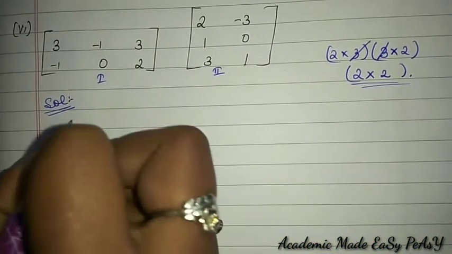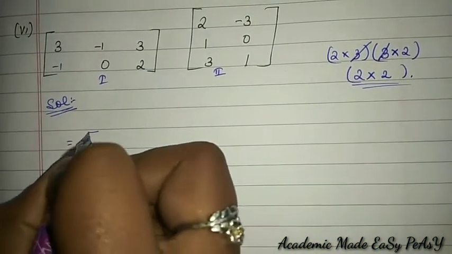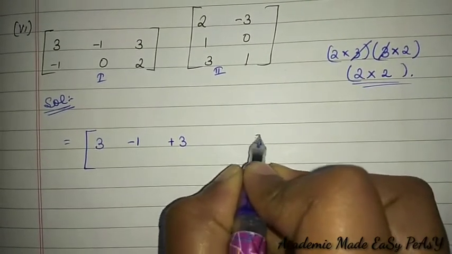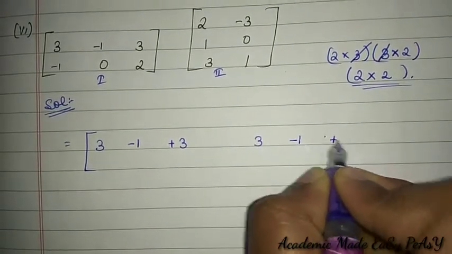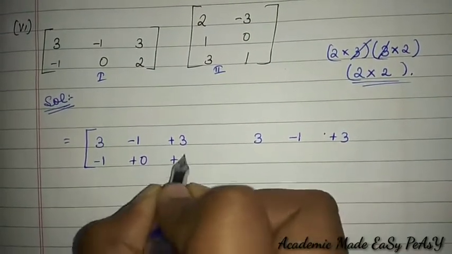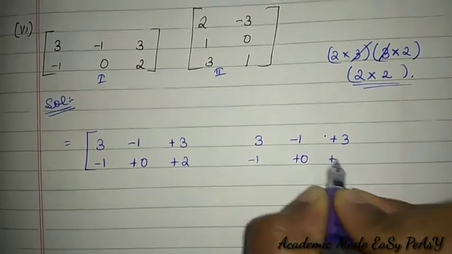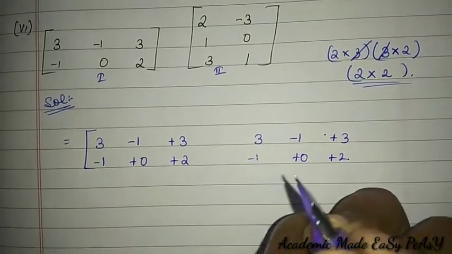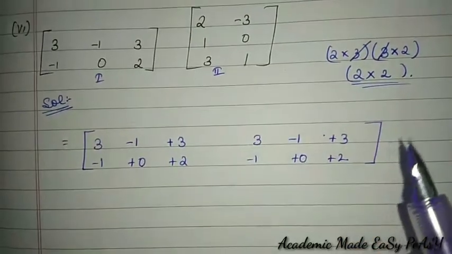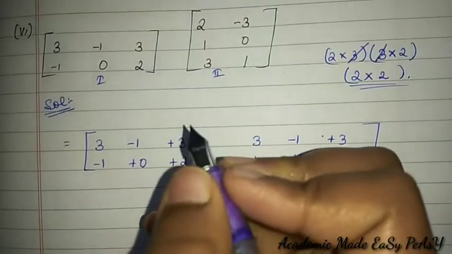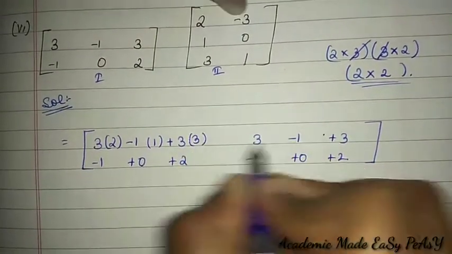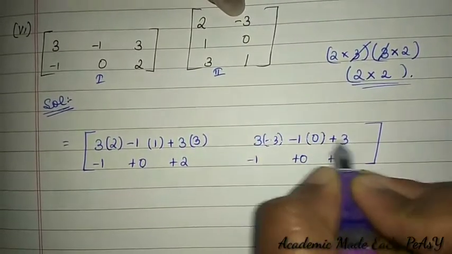So therefore I will write 3 minus 1 plus 3, 3 minus 1 plus 3, since I have only two columns. So minus 1 plus 0 plus 2, minus 1 plus 0 plus 2. Whatever you multiply with 0, you're going to get 0 only. Please don't skip it because the order will change. So I'm going to multiply with the column. So 2, 1, 3, minus 3, 0, 1.